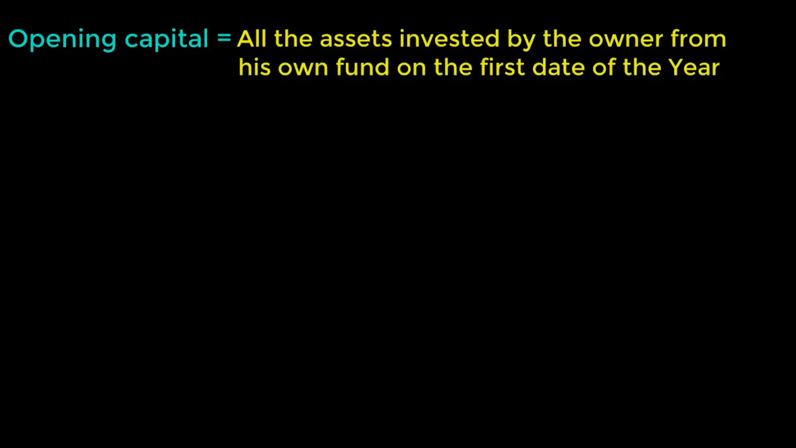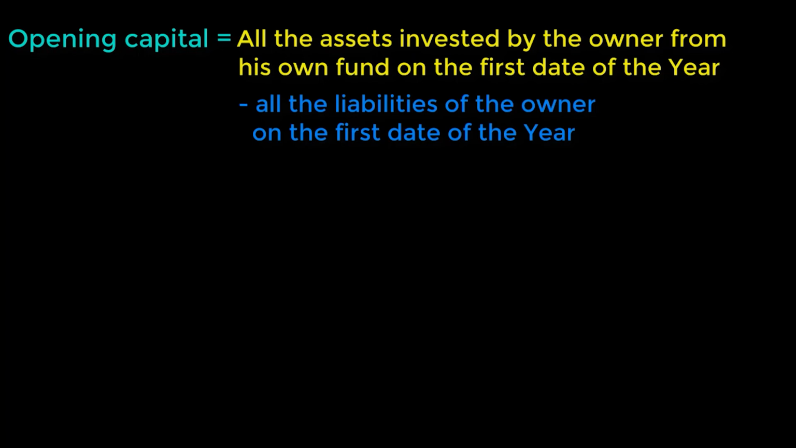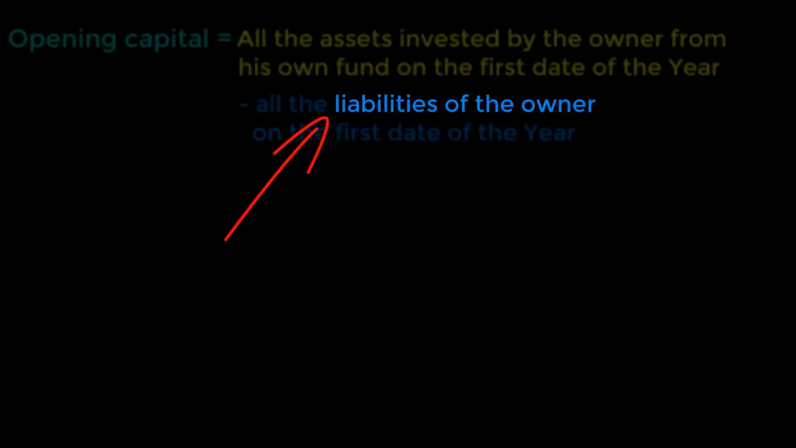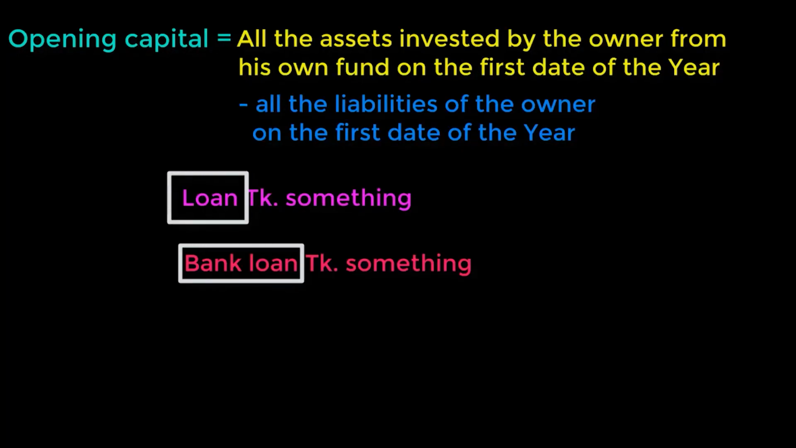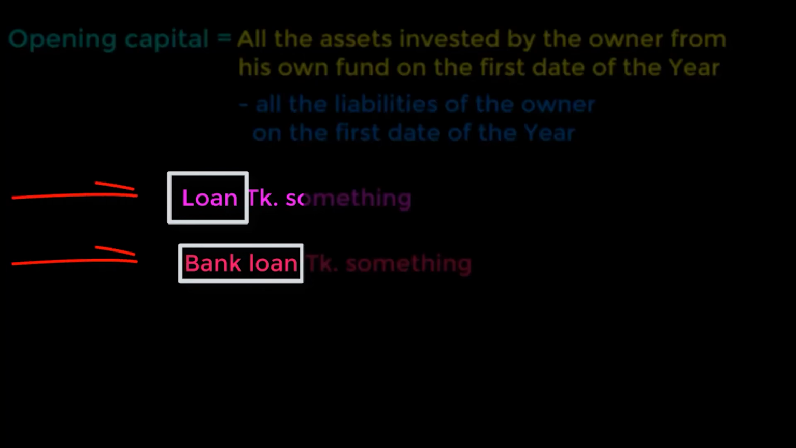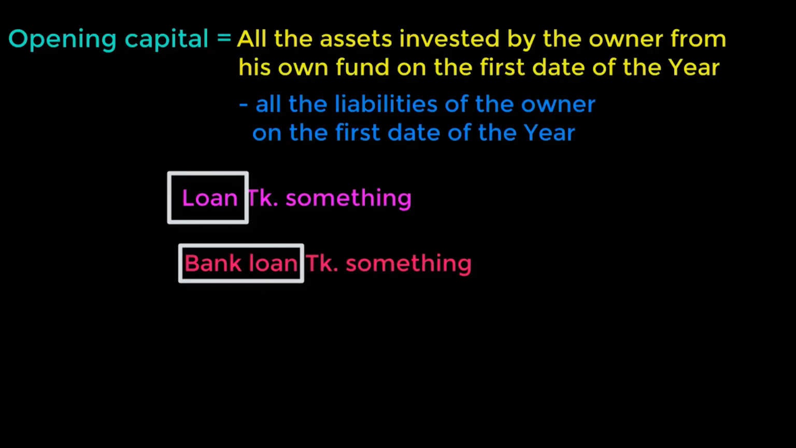Look at this tricky formula. Opening capital equals all the assets invested by the owner from his own fund on the first date of the year minus all the liabilities of the owner on the first date of the year. Do remember, the liability that does not belong to the owner cannot be regarded as capital. For example, if we get the terms loan or bank loan in the question paper, then these two terms will not be regarded as capital, because these two terms are not the liabilities of the owner. These loan or bank loan is the liabilities of the company only.